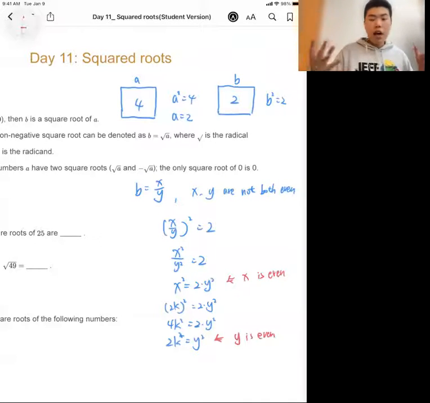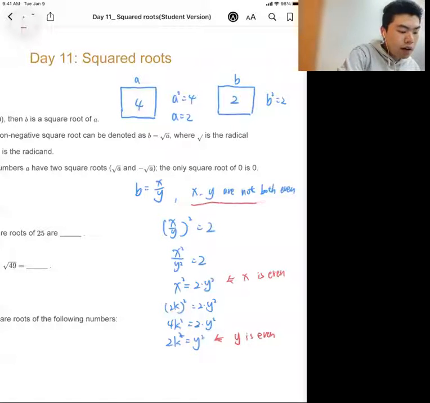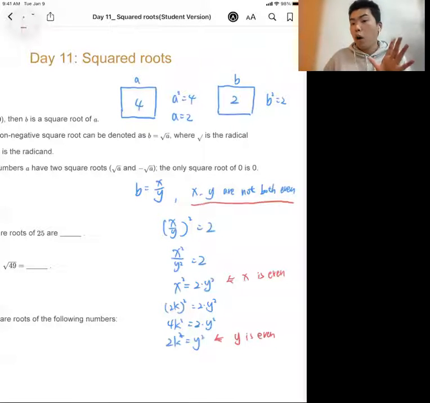Y is even. But remember, we made an assumption that x and y are not both even numbers, right? So at least one of them should be an odd number. But we just proved that x and y are both even numbers in order to satisfy this relationship. So we know that the b here would not be a normal fraction, right? For a normal fraction, we can simplify it until they are both co-prime numbers. So here, b would not be a fraction, okay? So b would not be a rational number in this case.